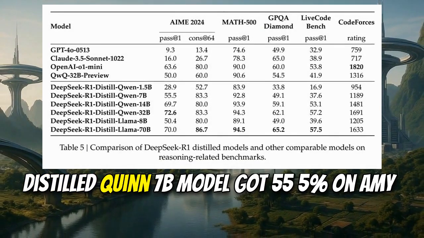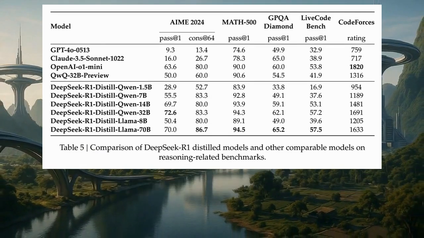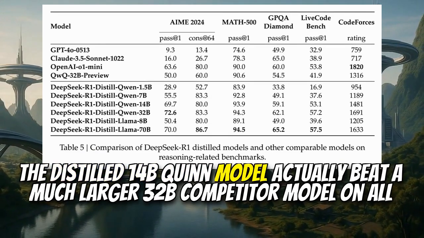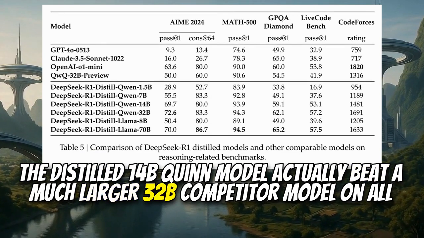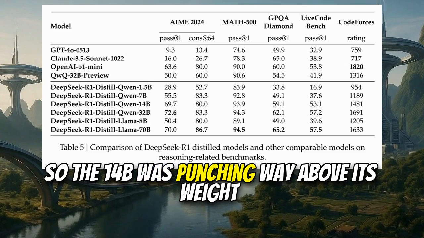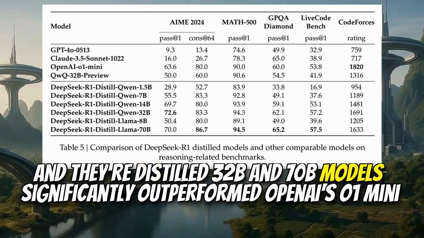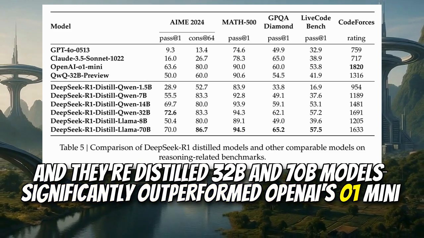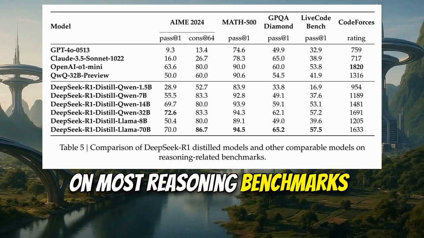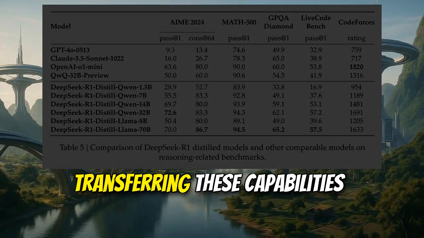A distilled Qwen 7B model got 55.5% on AIME. The distilled 14B Qwen model actually beat a much larger 32B competitor model on all metrics they showed. Wow, so the 14B was punching way above its weight. Totally. And their distilled 32B and 70B models significantly outperformed OpenAI's o1-mini on most reasoning benchmarks. It really shows this SFT distillation approach is super effective for transferring these capabilities.